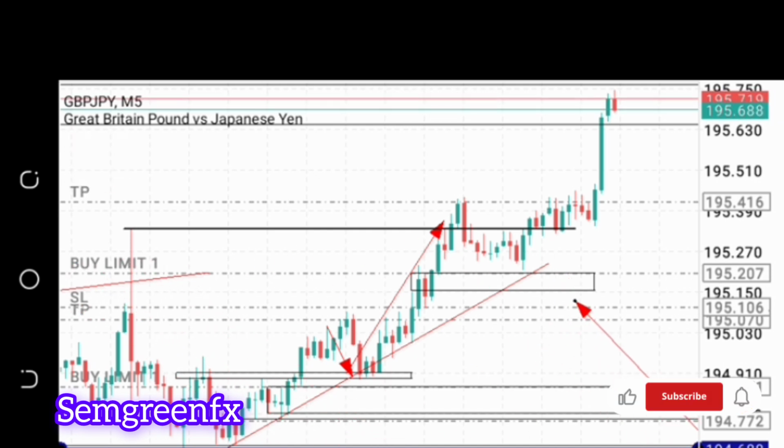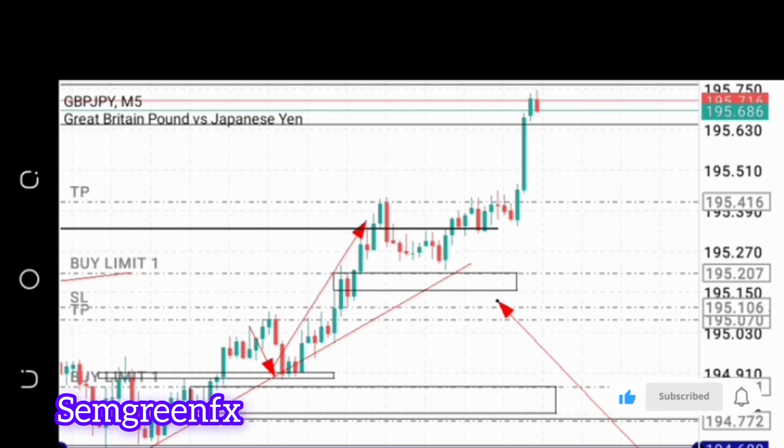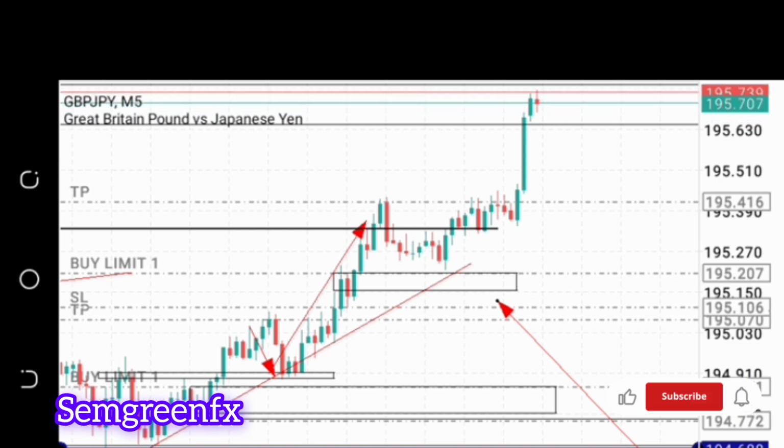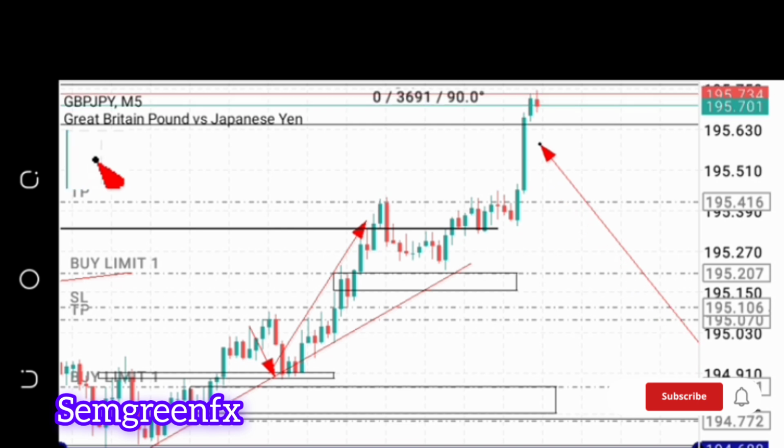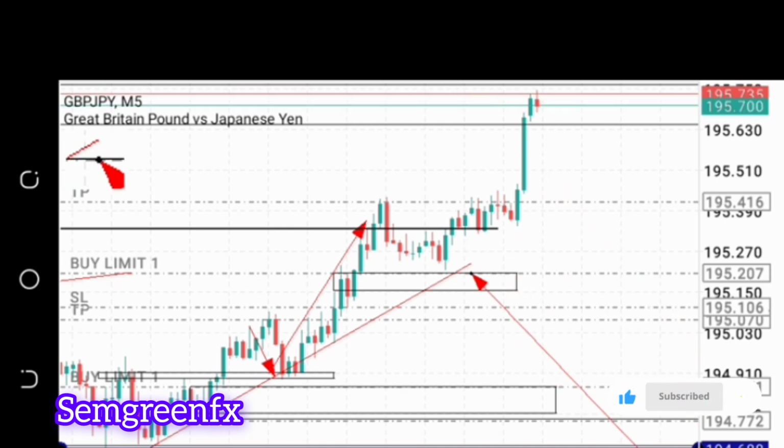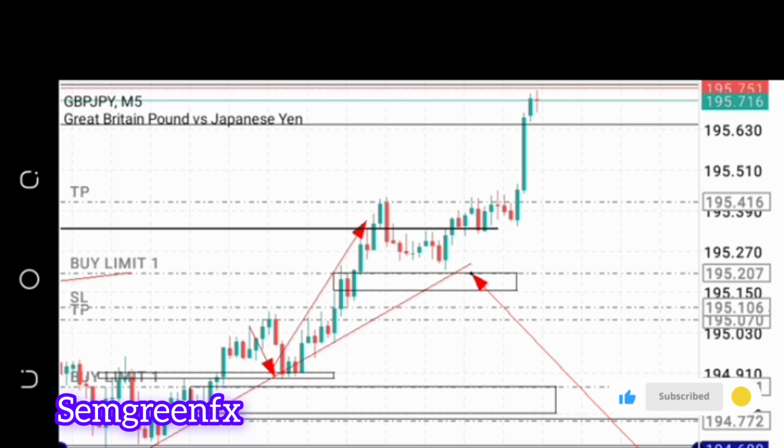So guys, this is the trade I would have taken on GBPJPY. I missed two opportunities on GBPJPY. I would have taken a trade here, and I would for sure have taken a trade here, but I missed it. So that's just how it is. That's just how the market is. Sometimes the market just plays out the way it wants.